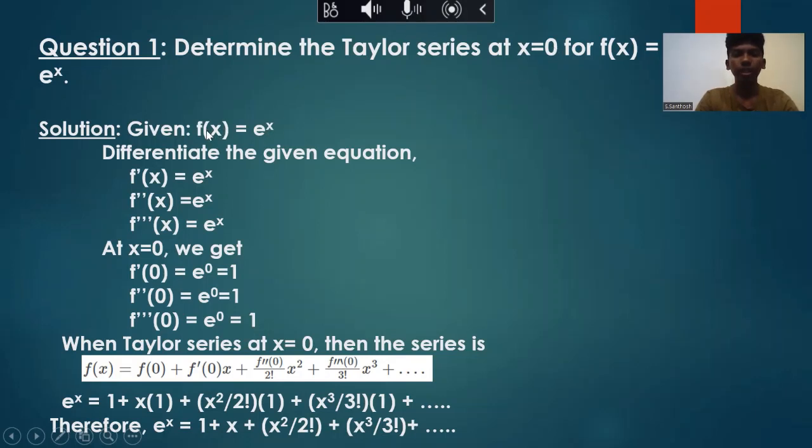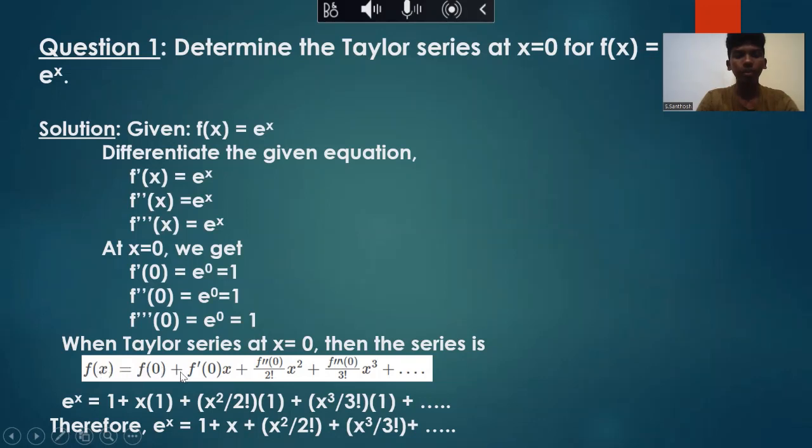Now let's first differentiate e to the power x the first time, and that will be e to the power x itself. And the second differentiation also will be e to the power x. The third differentiation also will be the same thing. Now let's substitute the value of x in all the differentiations, where x will be substituted as 0 everywhere, and it will be e to the power 0 equals 1.